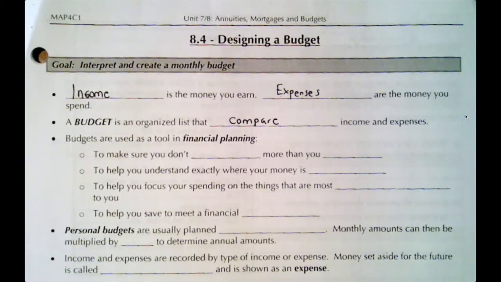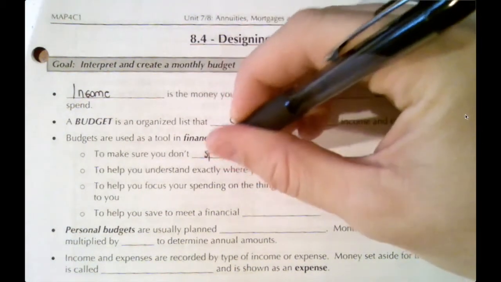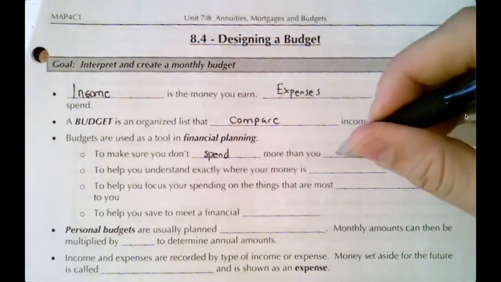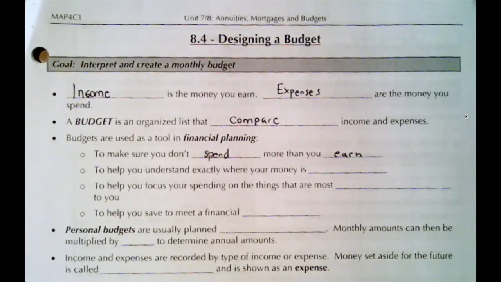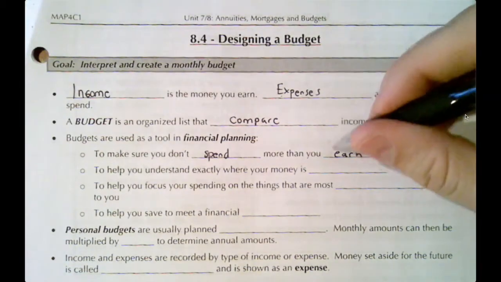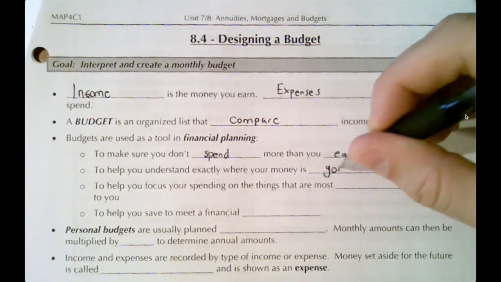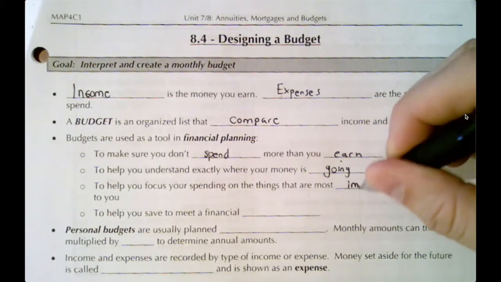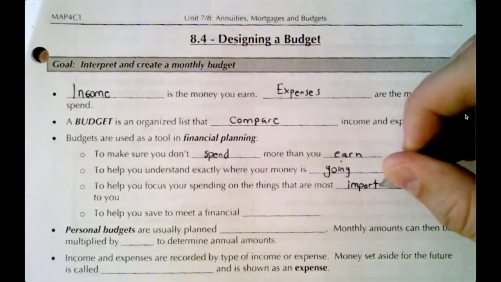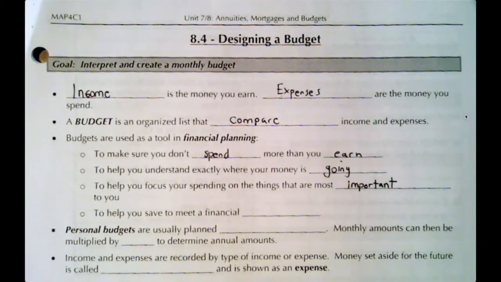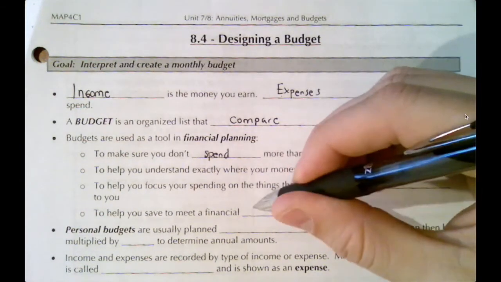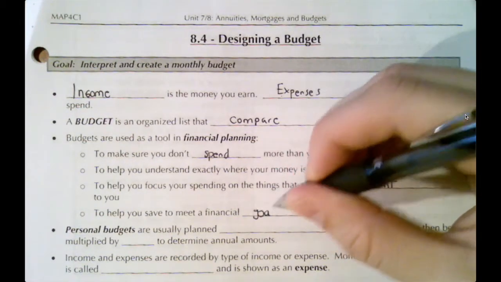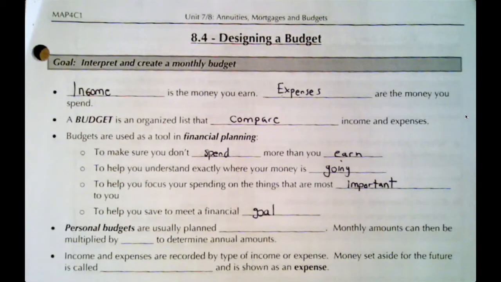Budgets are used as a tool in financial planning, and our goal is to make sure that we don't spend more than we earn. To help you understand exactly where your money is going is another reason people design a budget. And it's to help you focus your spending on the things that are most important to you. Finally, it's to help you save to meet a financial goal. So maybe you're saving for a trip or to do a renovation or whatever the reason.